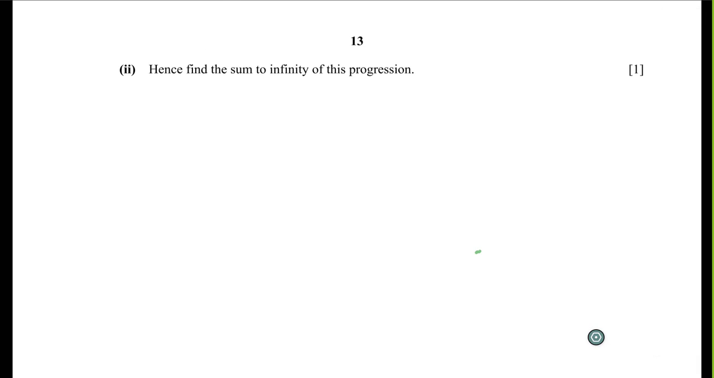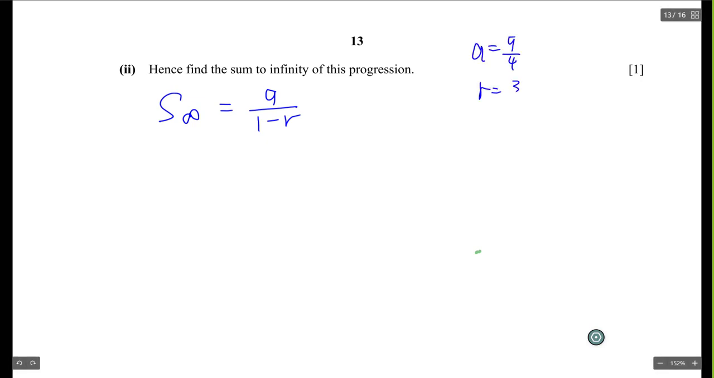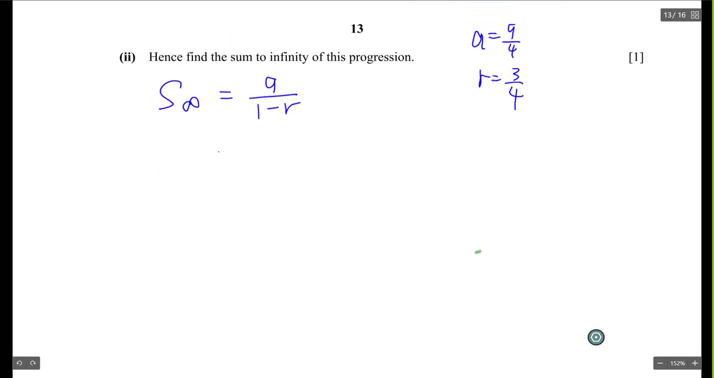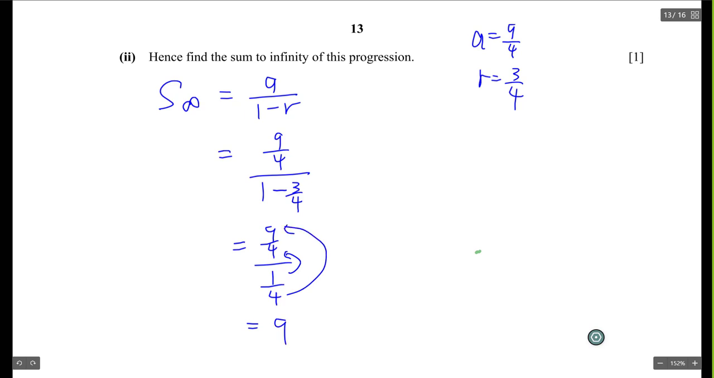Yeah, sum of infinity. So we have a formula for sum of infinity as well. It equals A over 1 minus R. Yeah, we have the A value just now, 9 over 4. And we have an R value which is 3/4, if not mistaken. Yeah, 3/4 and 9/4. Then we just sub the values into the formula. 9/4 over 1 minus 3/4. This is 9/4 over 1/4. So this one and this one multiply, this one and this one multiply, so 9. Yeah, 9/4 times 4/1. Yeah, it's 9.